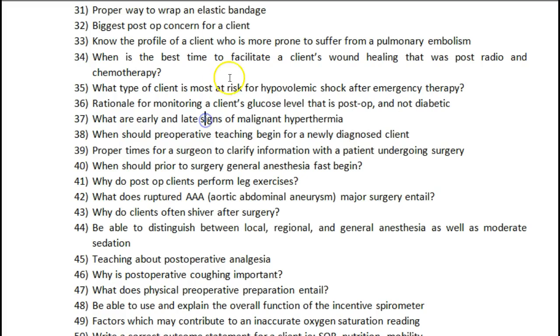What kind of person is at most risk for hypovolemic shock? Look at anybody that basically has had a major surgery with a lot of loss of blood. Those are the people that are most at risk for hypovolemic, a lot of blood loss.